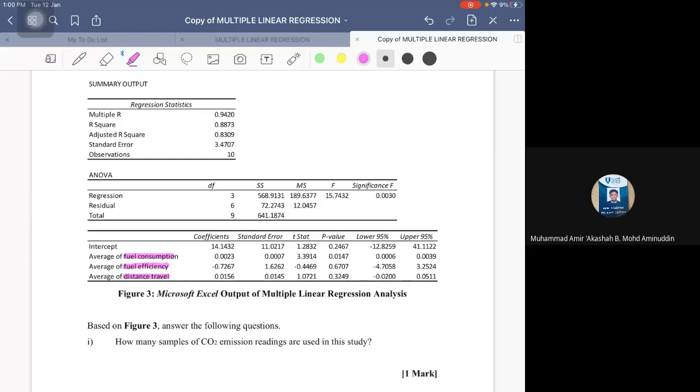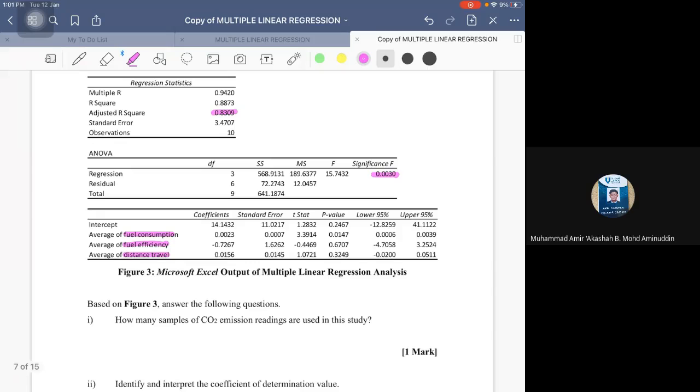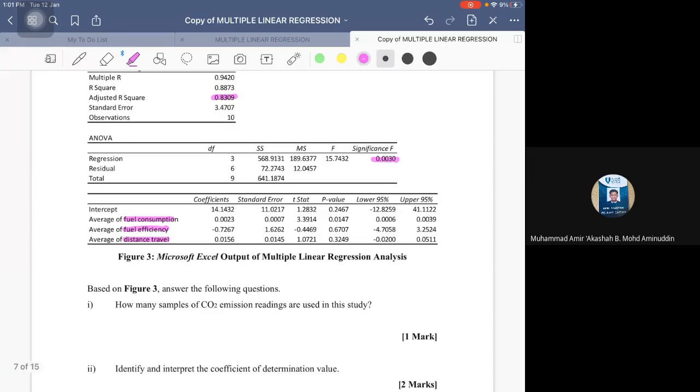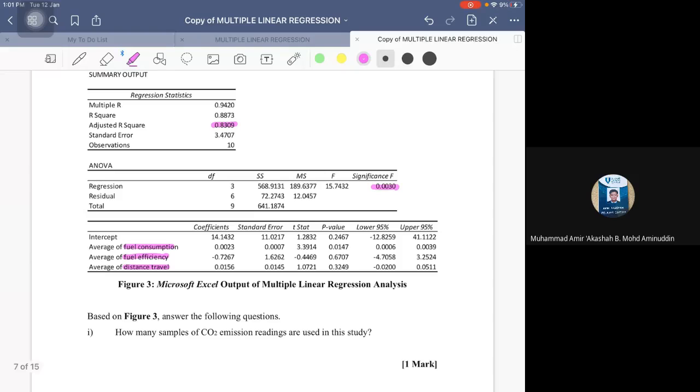Our p-value is given by 0.0030, and this is going to be our R-square. We refer to the adjusted one because this is multiple linear regression. It has a value of 0.8309. Those are going to be the most important information that we need. Then in figure 3, it says answer the following questions. Question number 1: how many samples of CO2 emission reading are used in the study? So how many samples are there based on this output?